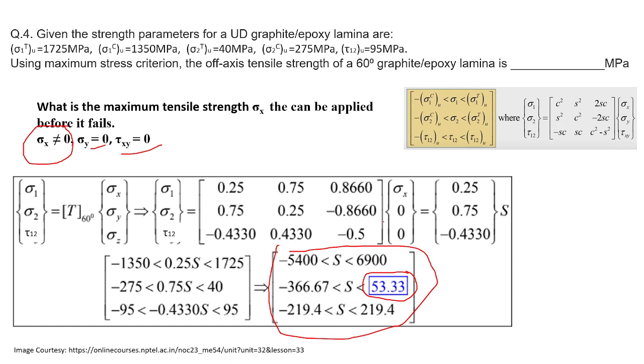So why are we taking the minimum? We have to take the lowest value, because over that it will break, below that it will be safest. So we take the lowest one because below that it will be safest in every case, in any of the directions, whether the principal axis is 1 or 2. That's why we took the lowest value here, which is 53.33.